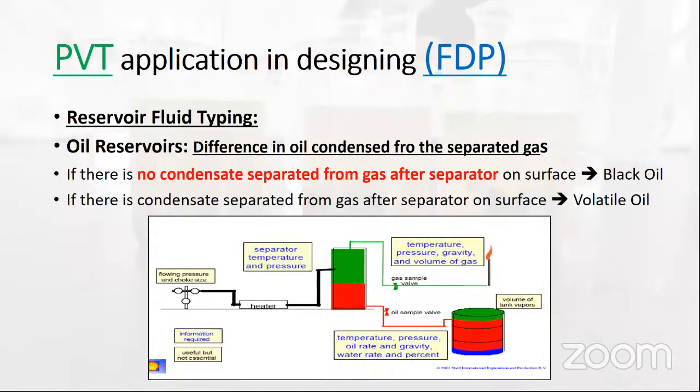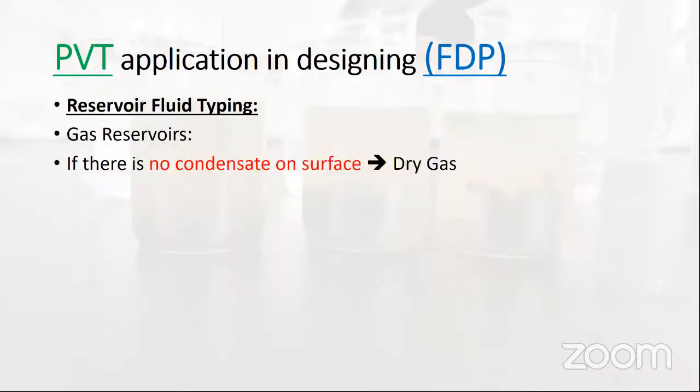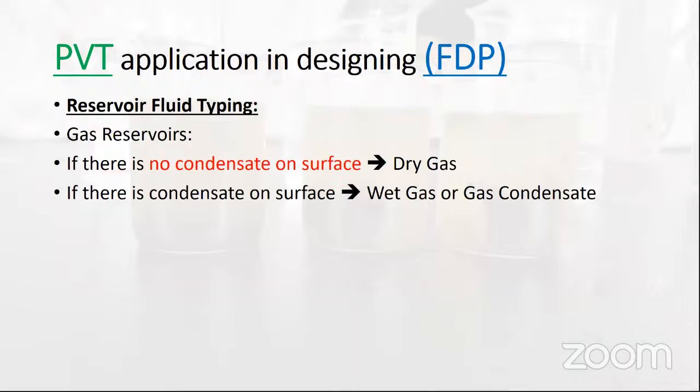We have to get a primary separator to separate the oil from the gas, then another separator to separate the condensate from the initially separated gas. For the gas reservoirs, we have three types: the dry gas, and the gas condensate or wet gas. So on the surface, if we have no condensate separated from the gas, we call it dry gas. From its name, it is dry with no oil, okay?